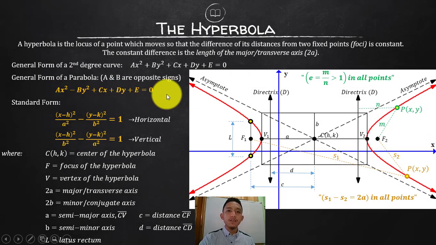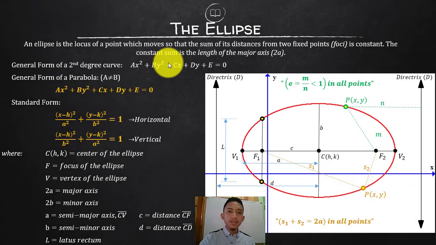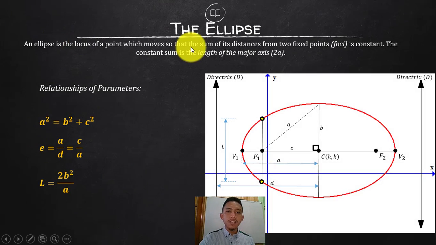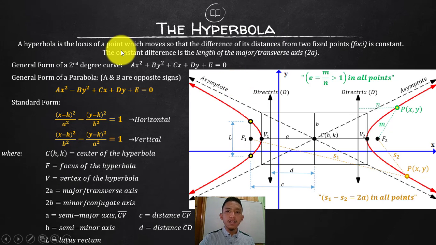In the ellipse, the distances from any point to the two foci, if you sum them, are constant, equal to 2a. In the hyperbola, instead of adding those two distances, we subtract them. We get the difference, and that should also be equal to 2a.